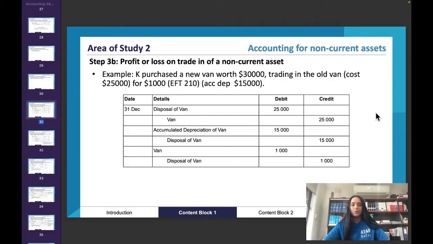And then we would record the proceeds by debiting van $1,000 to show that that $1,000 is going towards the new van. And then we credit disposal of van $1,000 in order to show that we're transferring the proceeds amount to the disposal of van ledger account.